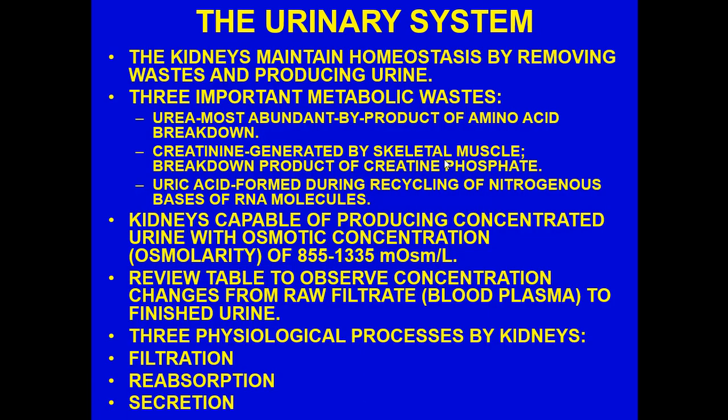Hope that helps. So let's talk about what the kidneys do. They maintain homeostasis by removing waste and producing urine. The three important metabolic wastes. One, urea. We've talked about this before. It's the most abundant byproduct of amino acid breakdown.